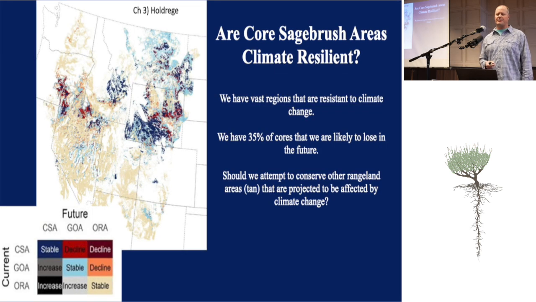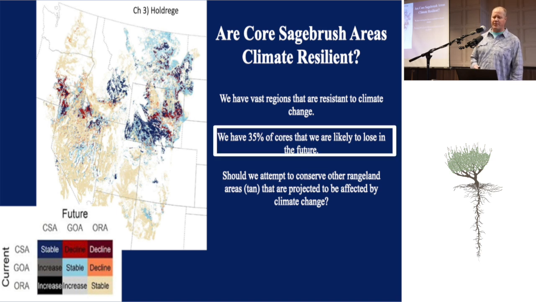Thinking about climate change. Our core sagebrush area is climate resilient. And what we're going to see here is if it's blue and it stays dark blue, that means it's stable into the future. If it's light blue on those other rangeland areas and it stays blue, it stays in the future. And what you're seeing on that map is there's an awful lot of landscapes that are going to be stable in the future. We're also showing that 35% of the cores are likely to be lost in the future to climate change.